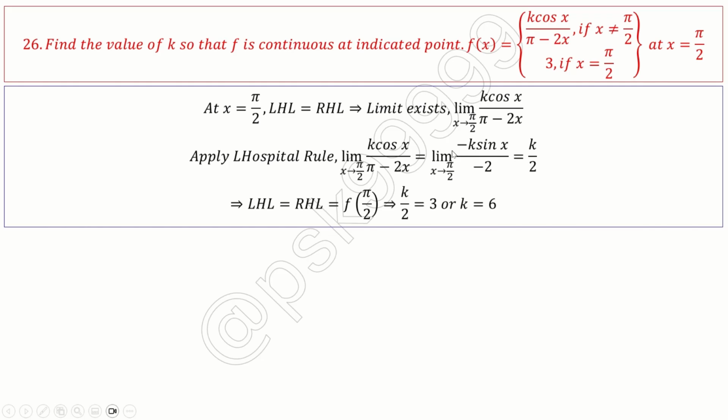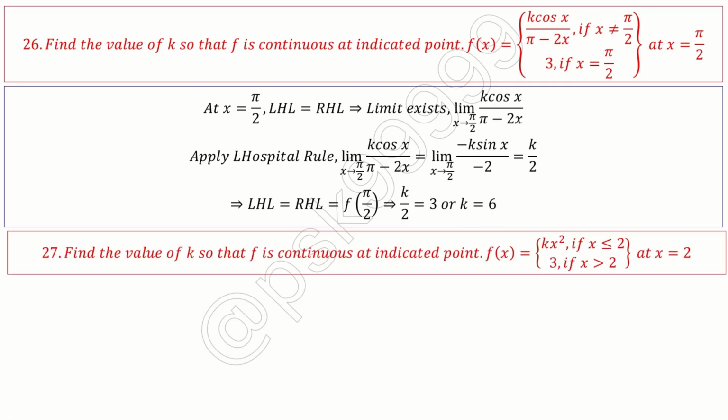L'Hospital rule: k cos x becomes minus k sin x divided by minus 2, limit x tends to pi by 2. Now, if I substitute pi by 2 here, this is nothing but k by 2. And k by 2 is equal to 3 because f of pi by 2 is 3. LHL equal to RHL, which is k by 2, which is equal to f of pi by 2, which is 3. So k by 2 equal to 3 or k equal to 6. This is how you'll find out the constant values.